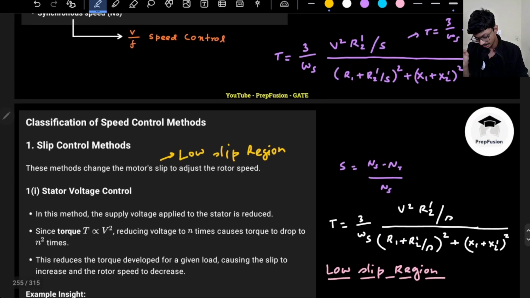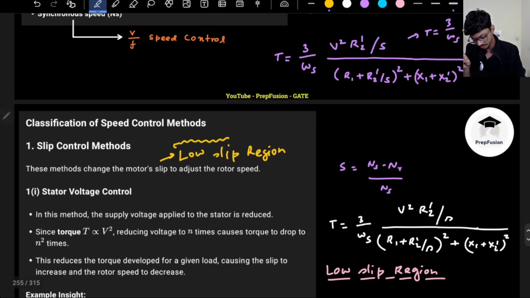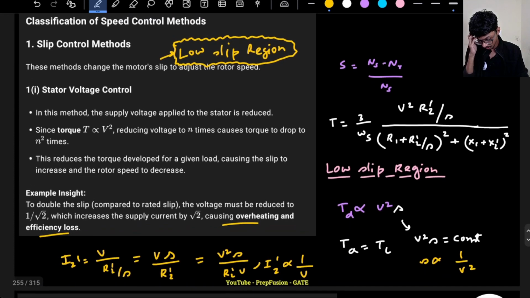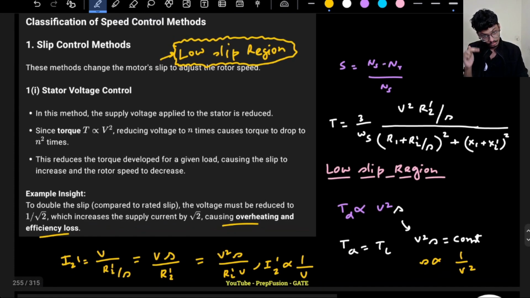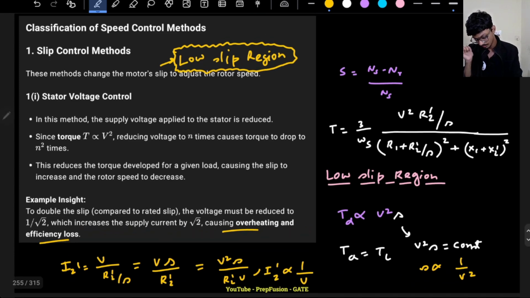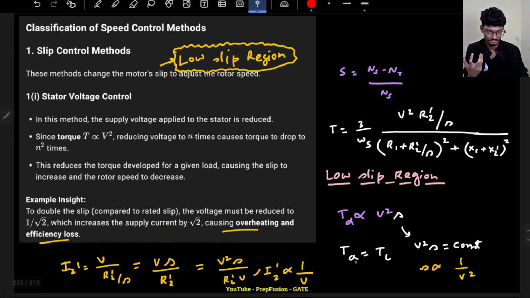Remember two things. We will only use this speed control in the low slip region, meaning where the slip is very low. Another drawback of this method is that I cannot increase the voltage, else the machine will get damaged. So I will only reduce the voltage, and if I reduce the voltage, then the current also increases. That is another disadvantage of this method.